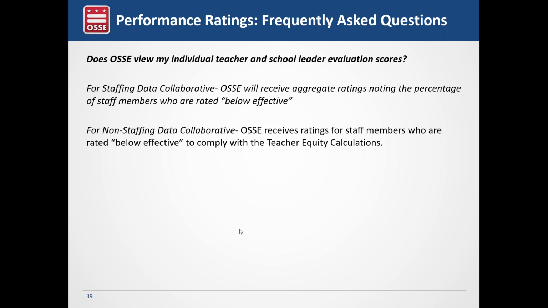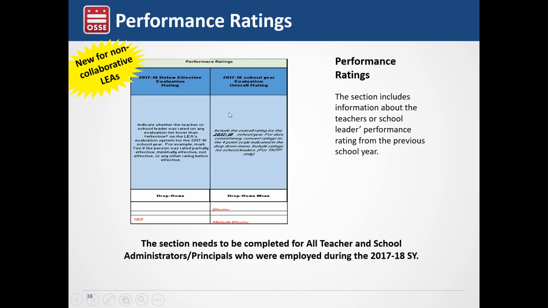Can you go back once? I wanted to talk for a second about the non-staffing data collaborative on that. We are only collecting that first column for non-staffing collaborative members. So it's just saying this person was effective or higher or was not effective last year. And again, that's because we do have to report on that for equity calculations and determinations. But it's only for non-staffing collaborative members, it's only the first column. You don't have to give us, and we don't even ask for, this column doesn't exist in your template.